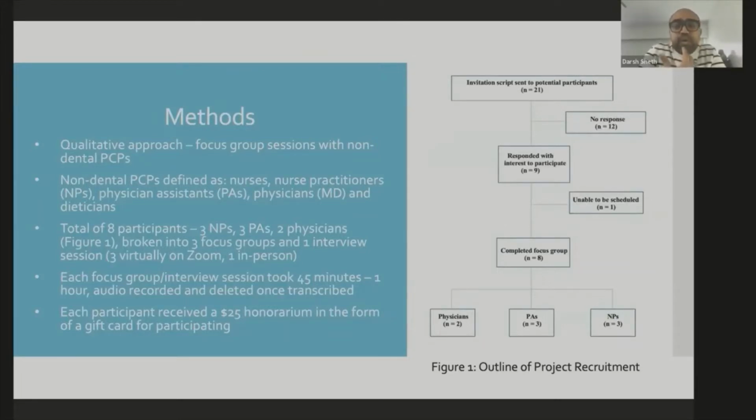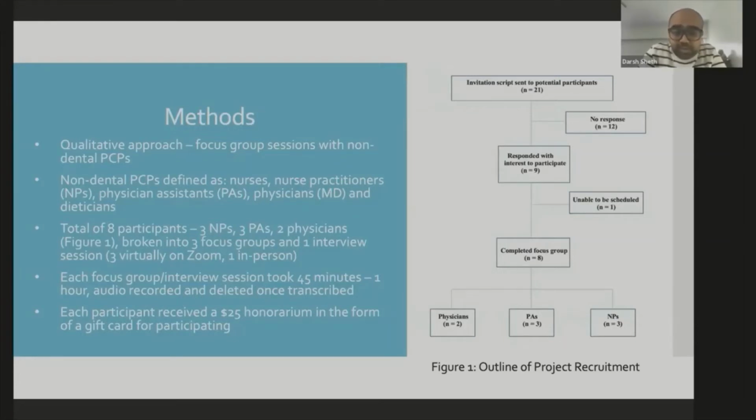In the beginning of this project, I tried to recruit up to a potential 21 participants. In the end, I got only a response to participate from about 9 participants, and 1 was unable to be scheduled. So my project ended up being 8 participants, which was broken down into 3 nurse practitioners, 3 physician assistants, and 2 physicians. I was able to conduct 3 focus groups and 1 interview session, mainly over Zoom, given the COVID-19 pandemic, but I also had the opportunity to do 1 in person, adhering to all COVID-19 rules and protocols.